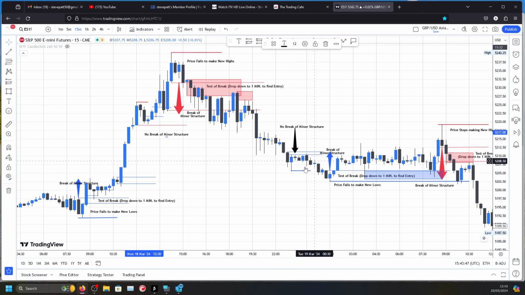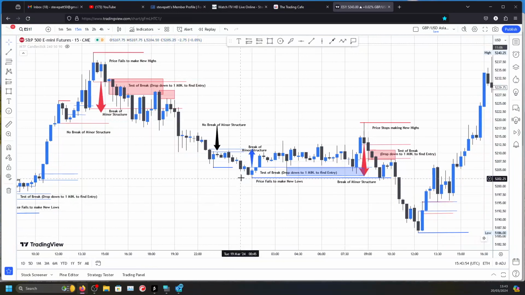Would I be looking to go long? And I wouldn't, because there was no break of minor structure here. I could have been tempted into a long trade with this test and price failing to break lower here. So I could have been looking to go long in here. But then I'd definitely be looking to exit that long trade once I saw price failing to make new highs and breaking through minor structure here.